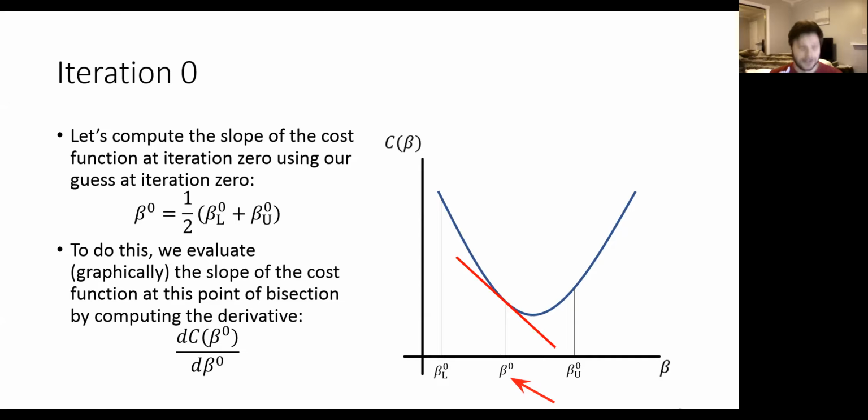And I'm going to argue that that's important because it informs us that we must be too far to the left. And if we're too far to the left of the optimum, the function is downward sloping in that region. So identifying the sign of the slope of the function is going to help us guide our update rule here. So at iteration 0, what do we do?